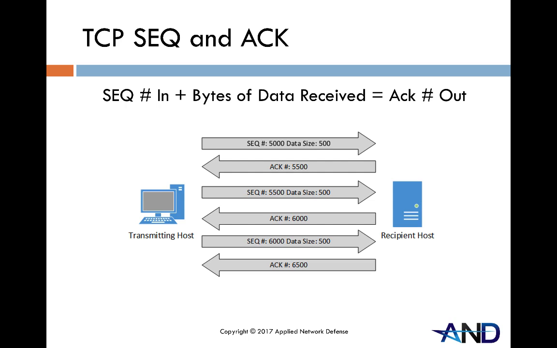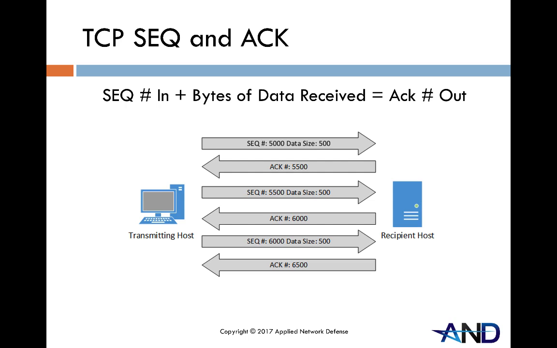The transmitting host sends 500 bytes one last time, and the recipient host responds by adding those together, and the acknowledgement number is 6500. What's being done here is the recipient host is basically telling the transmitting host what the next expected sequence number is. And this is so important because what this allows both the transmitting and recipient host to do is to find packets that were dropped or were not received.